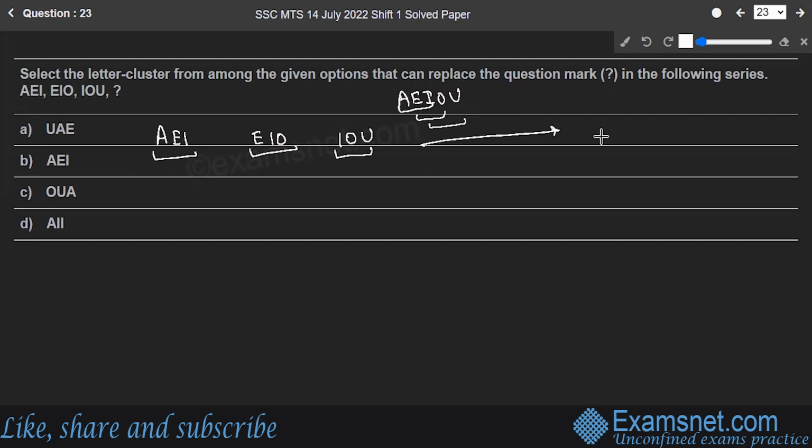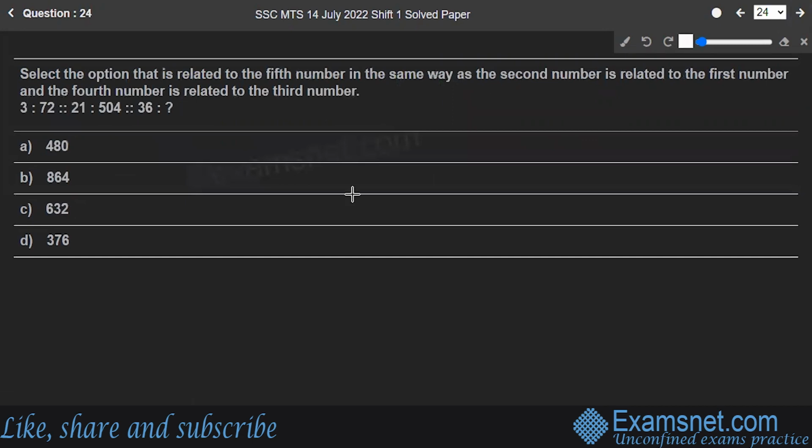So the next one I'm writing over here: O U A, right? Let's check. Option C is the correct answer. Hope you are clear with this. Let's move to the next question, number 24.